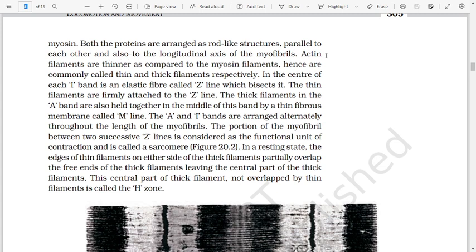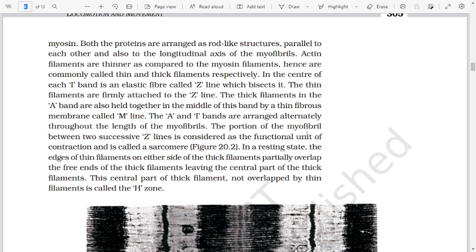Both the proteins are arranged as rod-like structures parallel to each other and also to the longitudinal axis of the myofibrils. Actin filaments are thinner as compared to the myosin filaments, hence are commonly called thin and thick filaments respectively. In the center of each I band is an elastic fiber called Z line which bisects it. The thin filaments are firmly attached to the Z line. The thick filaments in the A band are also held together in the middle of this band by a thin fibrous membrane called M line. The A and I bands are arranged alternately throughout the length of the myofibril.